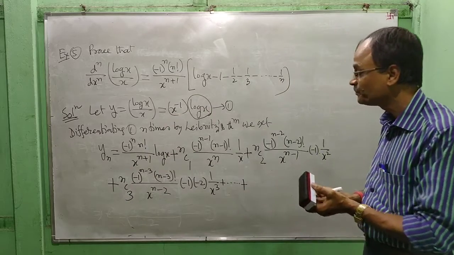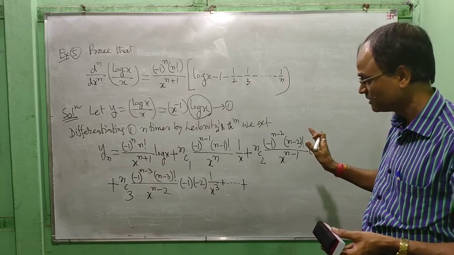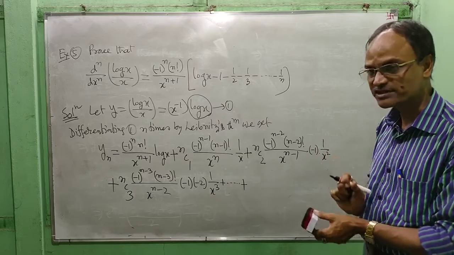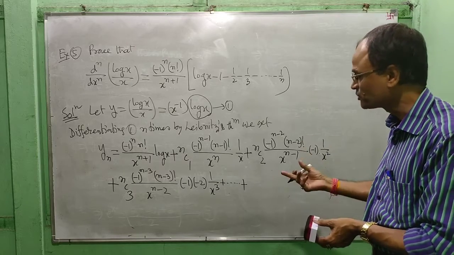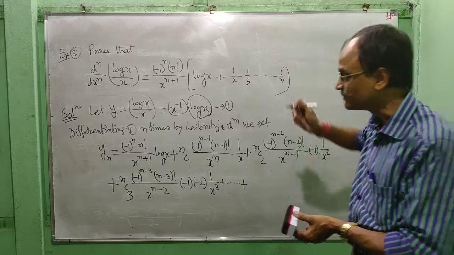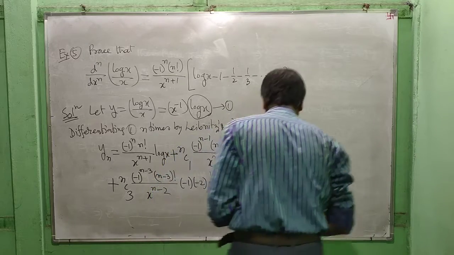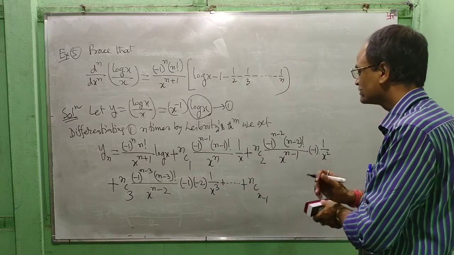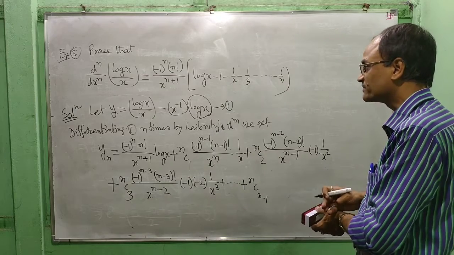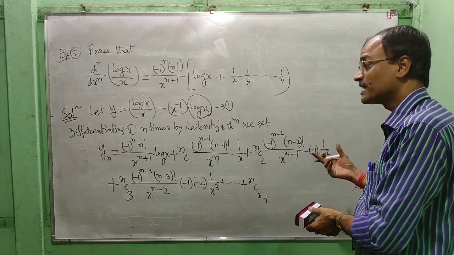Now finally, we shall write two terms. The term just before the last term: nC(n-1). What will be the last term?